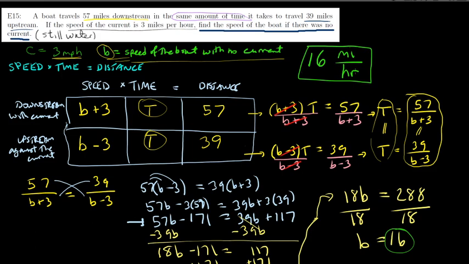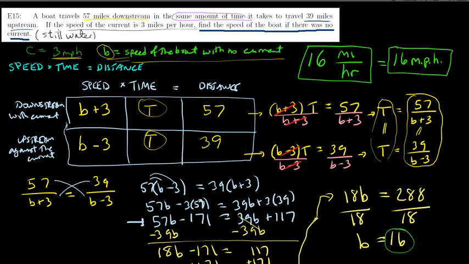So that's the speed of the boat without a current. You can abbreviate miles per hour the usual way. MPH is fine too. Personally, I am not picky about that. So, yeah, 16 miles per hour. That's the speed of the boat if there was no current.